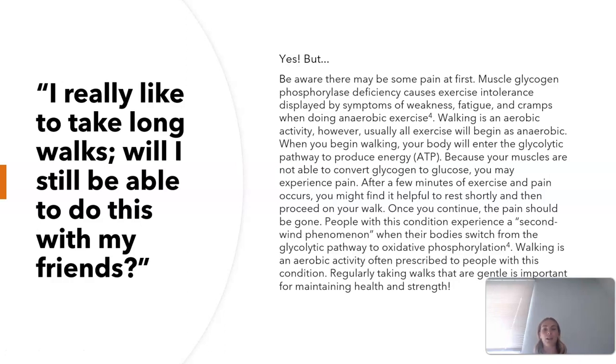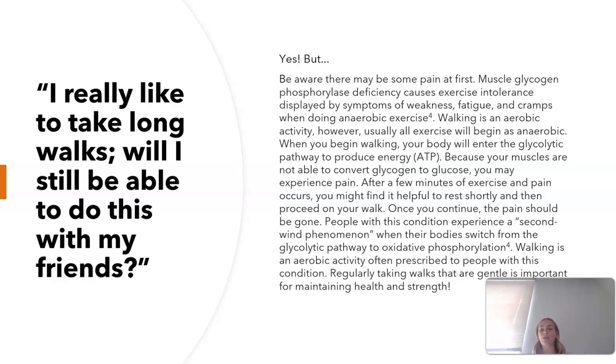But I would respond in this manner. So be aware that there may be some pain at first. Muscle glycogen phosphorylase deficiency causes exercise intolerance, which is displayed by symptoms of weakness, fatigue, and cramps, which happens when you're doing anaerobic exercise. Now, walking is an aerobic activity. However, usually all exercise will begin as anaerobic. So when you begin walking, your body will enter the glycolytic pathway to produce energy, or ATP.